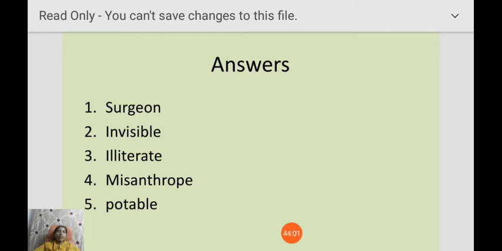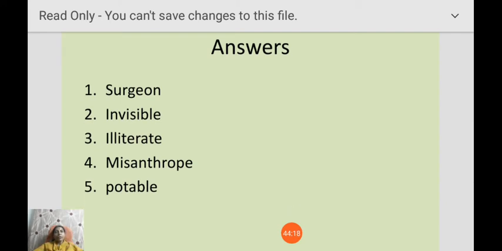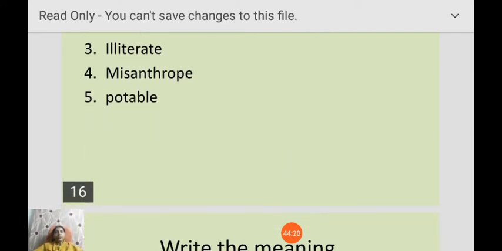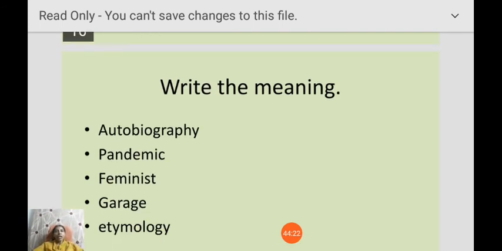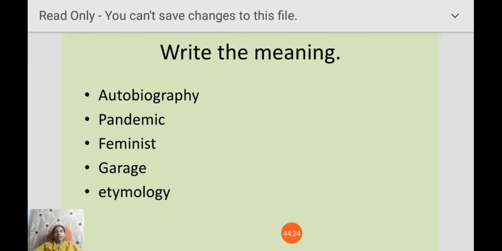Then the other is fit for something, fit for drinking. If the water is fit for drinking, then we call it potable water. So anything fit for drinking is potable. Now write the meaning for this. Okay, it's a very easy exercise for you. Write the meaning.